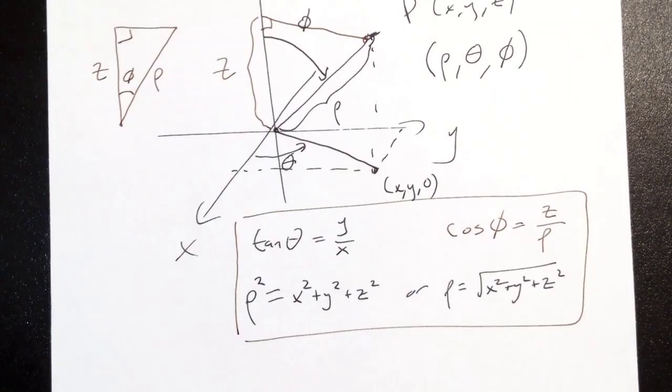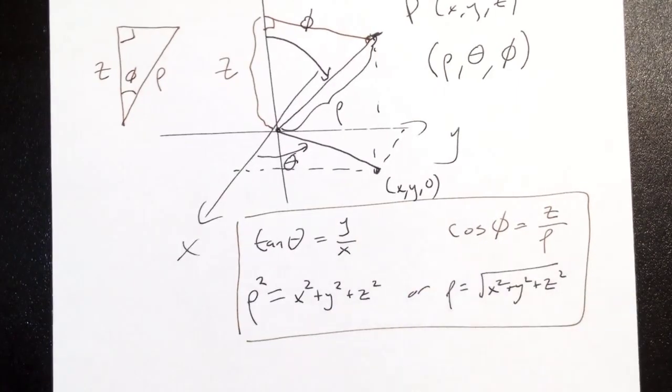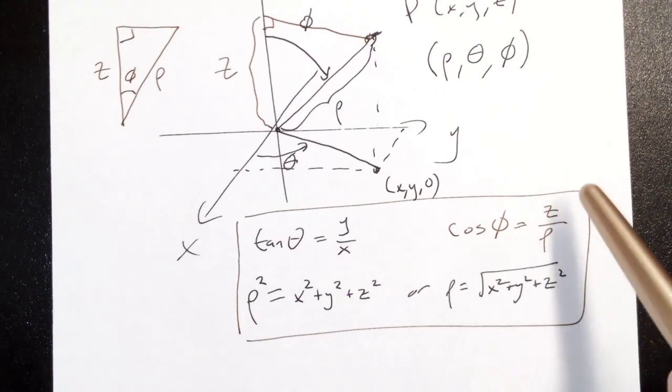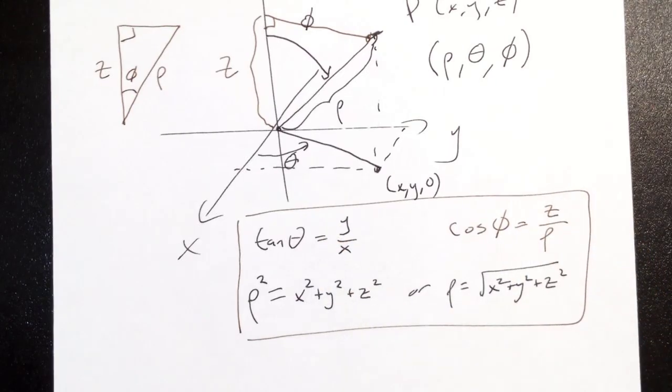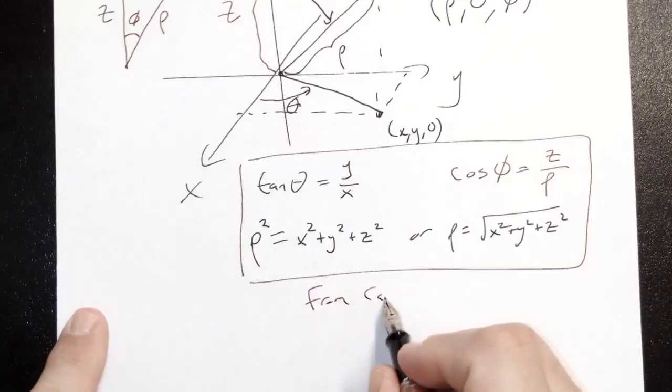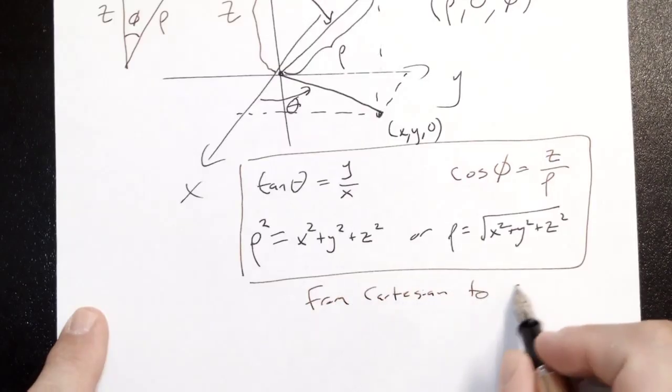Hang on a second. This is if I have rho and theta and phi, I can get x and y and z. I'm sorry, if I have x and y and z, right? If I have x and y and z, you work out rho, then you work out phi, and then you work out theta. I can do this. This goes from x, y, z to rho theta phi. So from Cartesian to spherical.